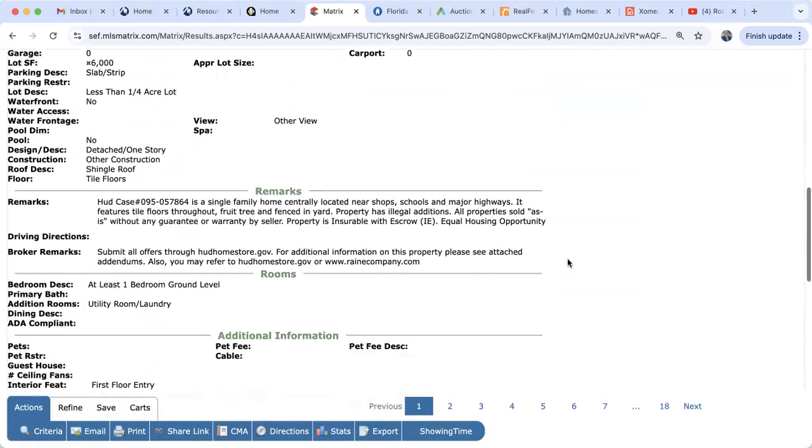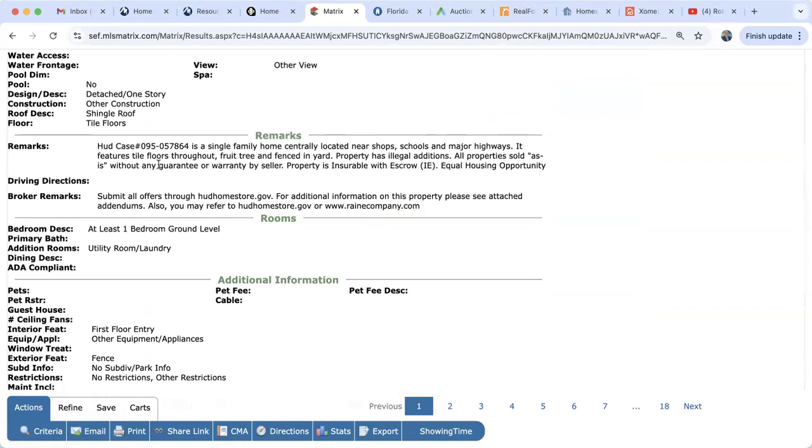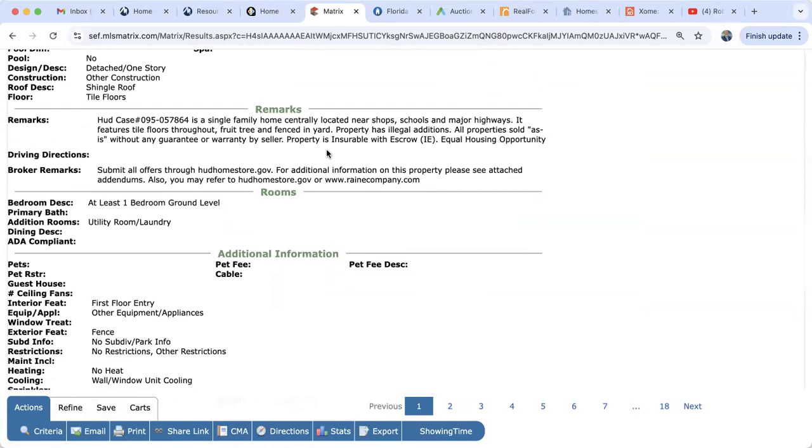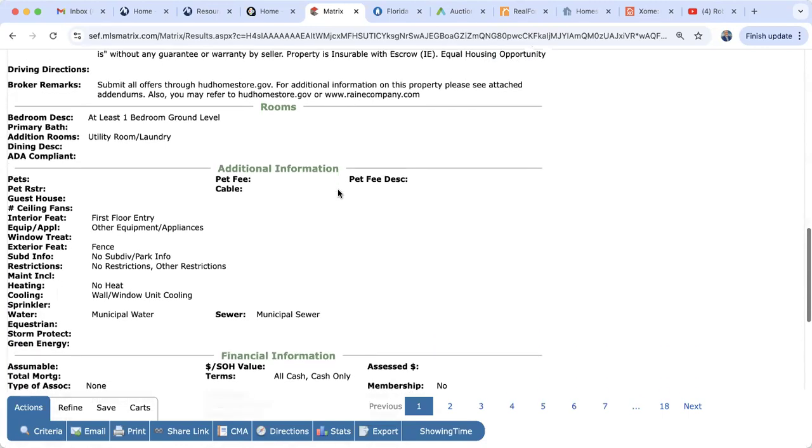Now we're going to scroll down and read some of the remarks. This is a HUD case. All right. So you'll see here, HUD case is a single family home centrally located, near highways and whatnot. So right here it says properties insurable with escrow, equity housing opportunity, submit all offers. And then also you may refer to HUDhomestore.gov. All right, so what does that mean? It's a HUD case. It was a Fannie Mae foreclosure. All right, so it was a Fannie Mae foreclosure, pretty much FHA, and it foreclosed.